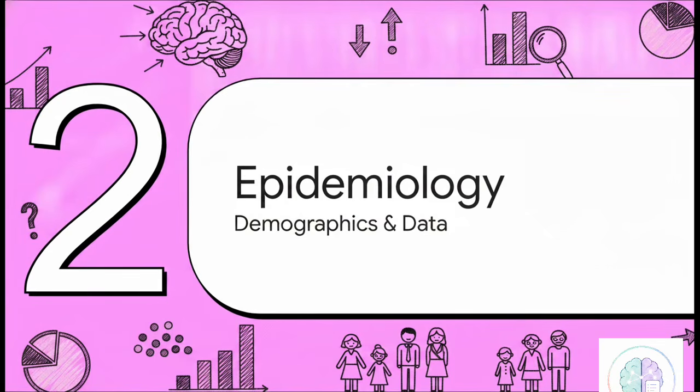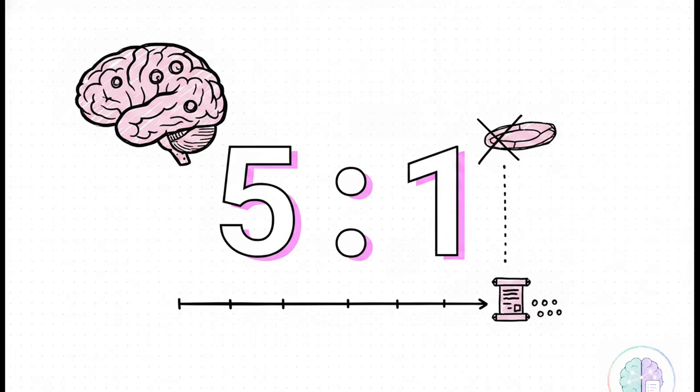Moving on to part two, epidemiology and demographics. Let's look at the data to see who is most affected by this and just how common it actually is. To give you a sense of the rarity here, the ratio of cerebral abscesses to subdural empyemas is 5-to-1. It is significantly less common. In fact, in one historical review of 10,000 autopsies, researchers found a grand total of only 32 cases of SDE.